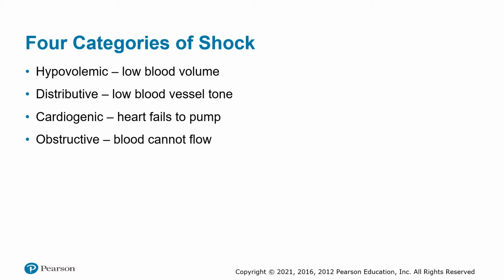Hypovolemic is when there is low blood volume. This could be a low fluid volume inside the vessels, or it could be a loss of fluid volume, such as a stab wound that we're bleeding from, or a gunshot wound that we're bleeding from. Distributive shock is when we have low blood vessel tone. So the tone, the ability to constrict and dilate those blood vessels, is hindered. And then cardiogenic, which is when the heart fails to pump, and then you have obstructive, which is when the blood cannot flow.